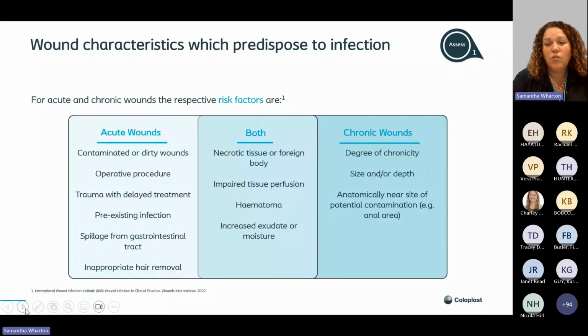Within chronic wounds, how long has that wound been there? And whereabouts is it anatomically on the body? Is it near the anal area? Is it a sacral pressure ulcer? Is it going to be getting contaminated by fecal matter?